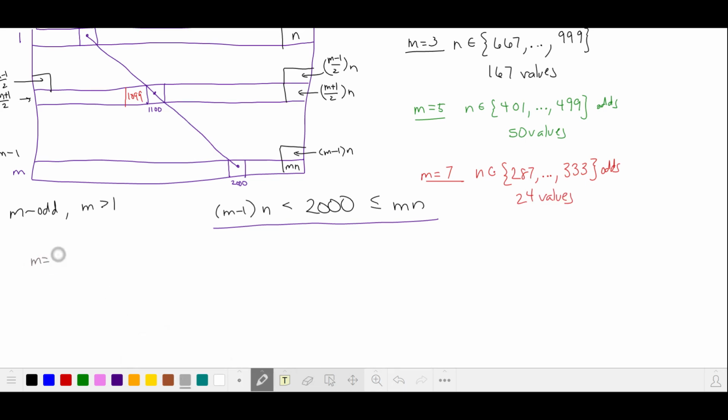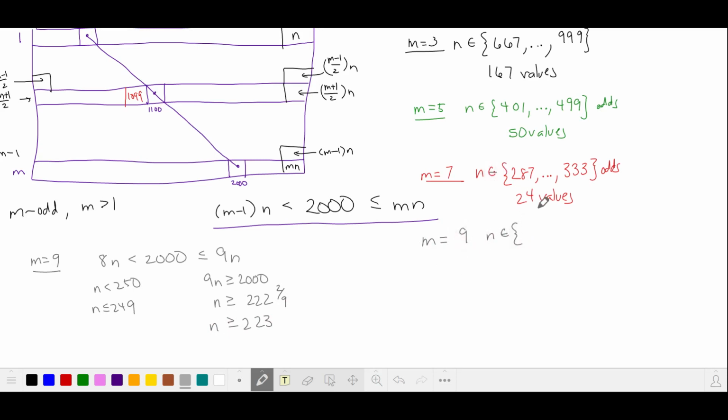m equals 9, 2000 is between 8n and 9n. n is less than 250, so the next odd number is 249. So that gives us 223 for our lower bound. Let's see, our lowest number is 223, 249, again, odds only. So that is 14 values.